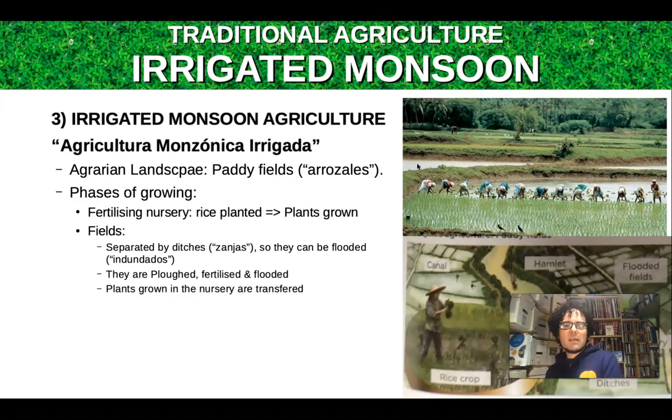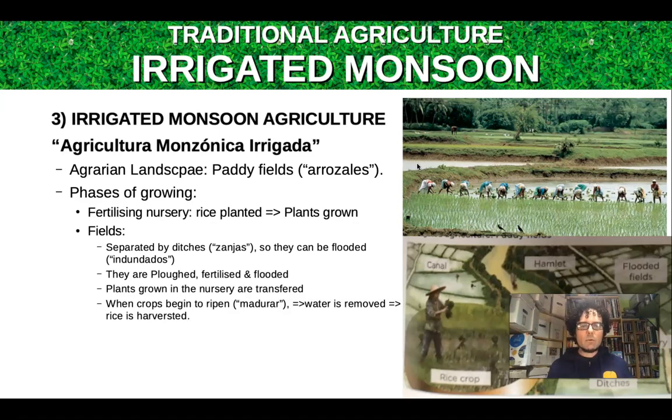And the plants that have been grown at the nursery, at the other fields, non-flooded fields, are transferred to the flooded fields. And when the crop begins to ripen, the water is removed and the rice can be harvested, ¿vale?